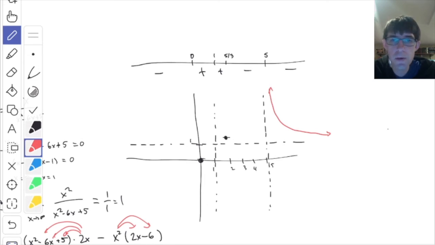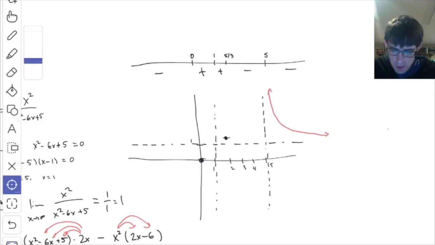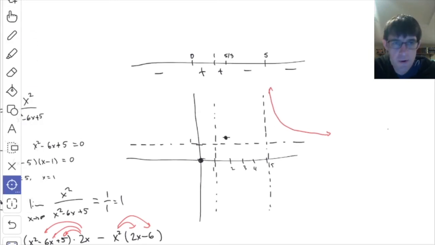All right. Wait, so the top, that's not increasing, that's decreasing? That is decreasing, yes. Remember, you always judge looking from left to right. Does it go down or up? And looking from left to right, it goes down.